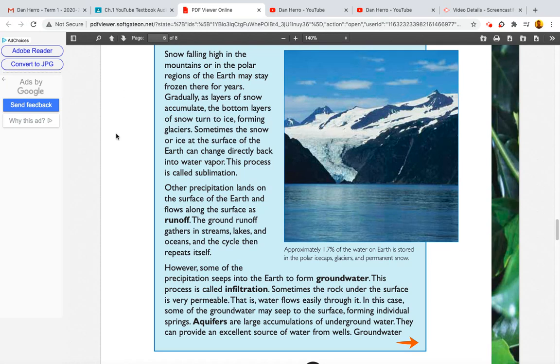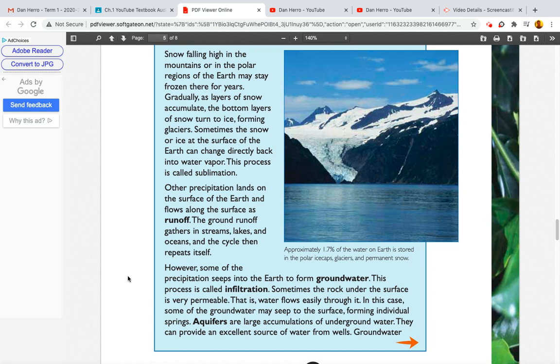Other precipitation lands on the surface of the Earth and flows along the surface as runoff. The ground runoff gathers in streams, lakes, and oceans, and the cycle then repeats itself. Approximately 1.7% of the water on Earth is stored in the polar ice caps, glaciers, and permanent snow.